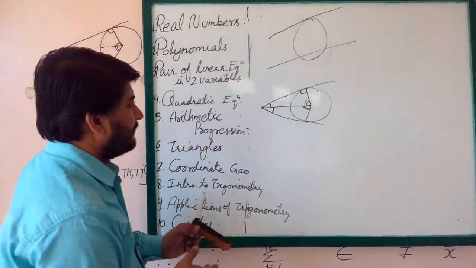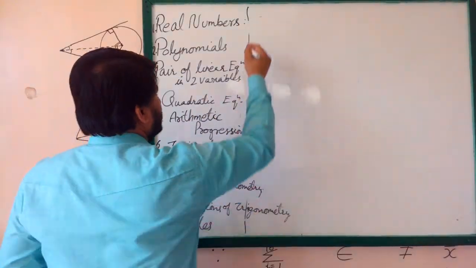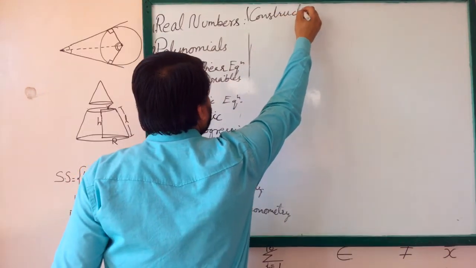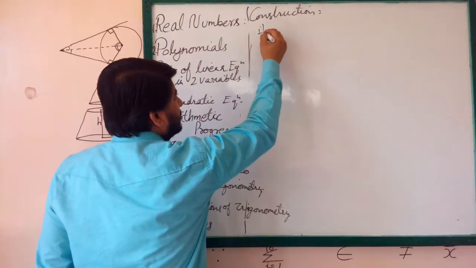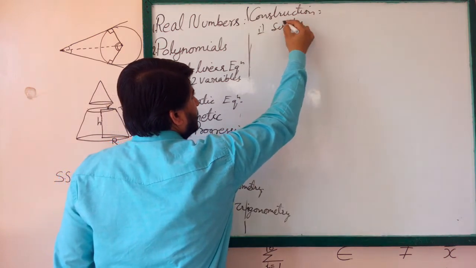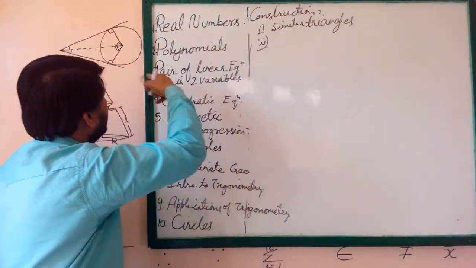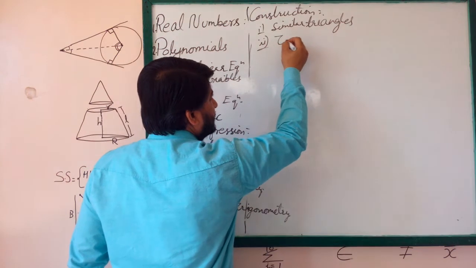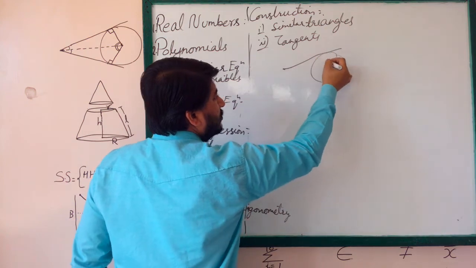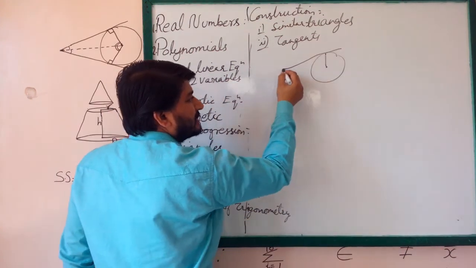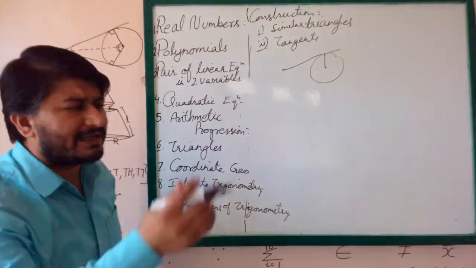Then your 11th chapter is construction. In this construction chapter, there are two main topics that we will be dealing with. First one is based on similar triangles, and the second one is based on circles and tangents, which we have just done. You need to draw a tangent to a circle, provided the radius of the circle is given and the distance of the point from where the tangent is drawn from the center. This distance is given and other conditions are also given.